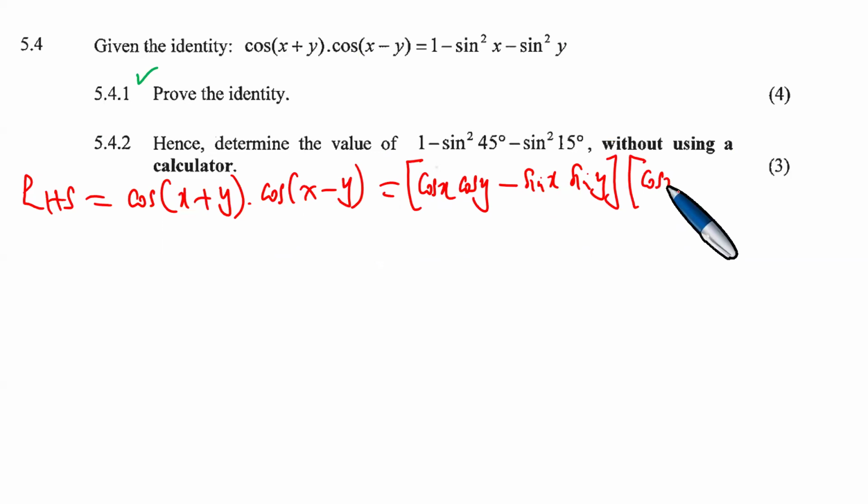And this is cosine x cosine y plus sine x sine y. Okay, using some of these trigonometric compound angle formulae, we're able to have the following expansions of the trigonometric compound angles. Okay, compound angle identities. So the cosine of x plus y becomes this, and the cosine of x minus y becomes that.